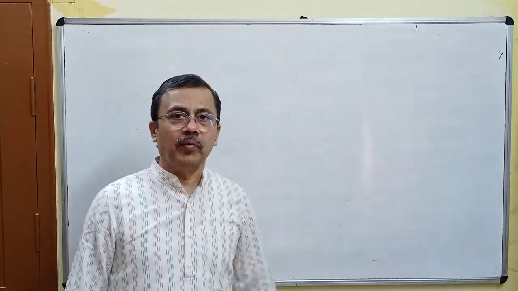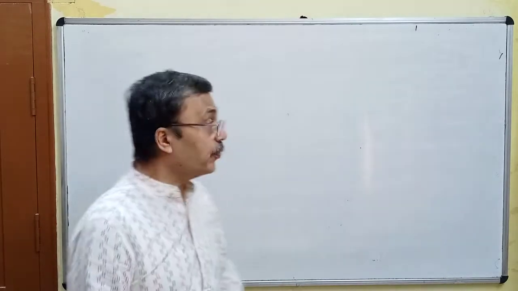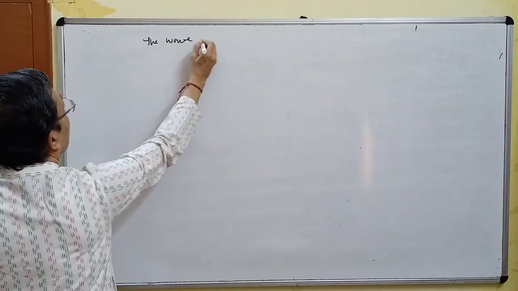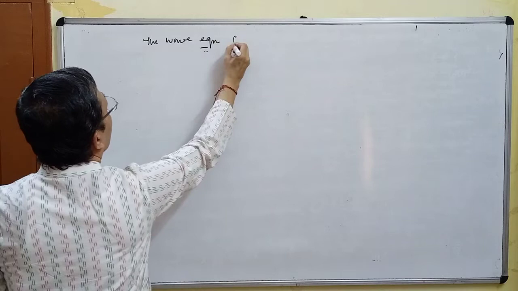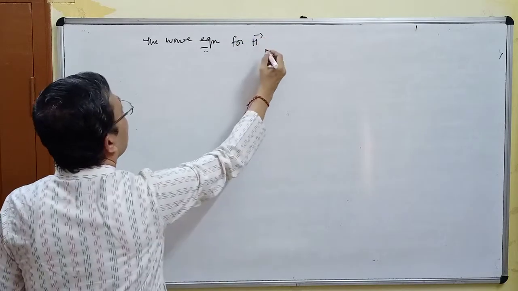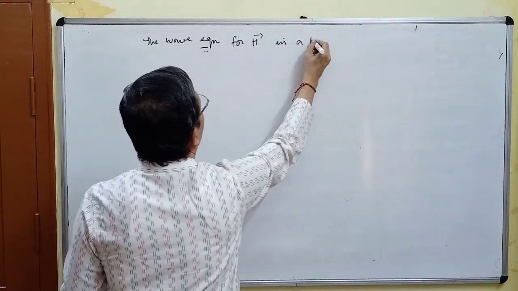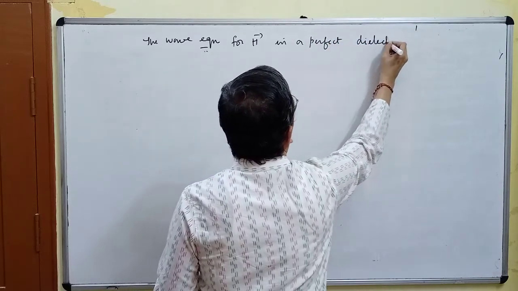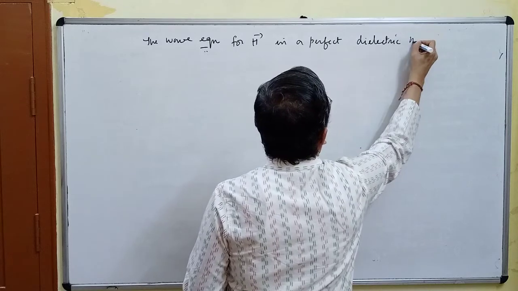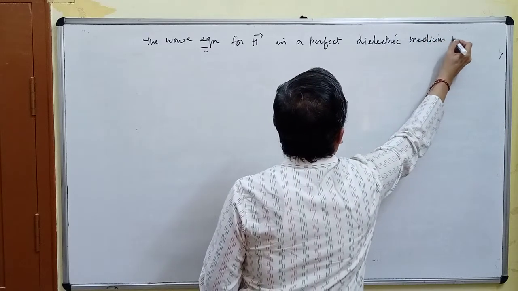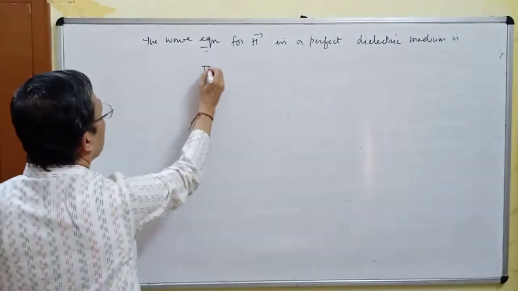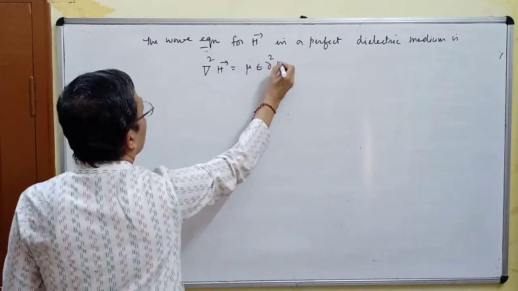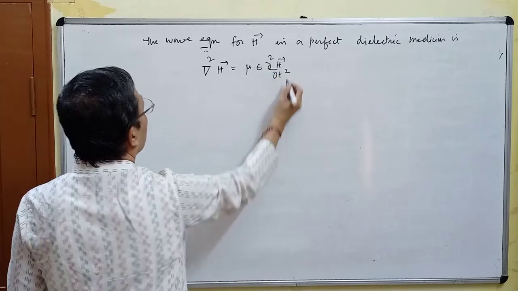I'll continue the previous class topic in this class also. The wave equation for vector H in a perfect dielectric medium is del square vector H is equal to mu epsilon dou square vector H by dou t square.